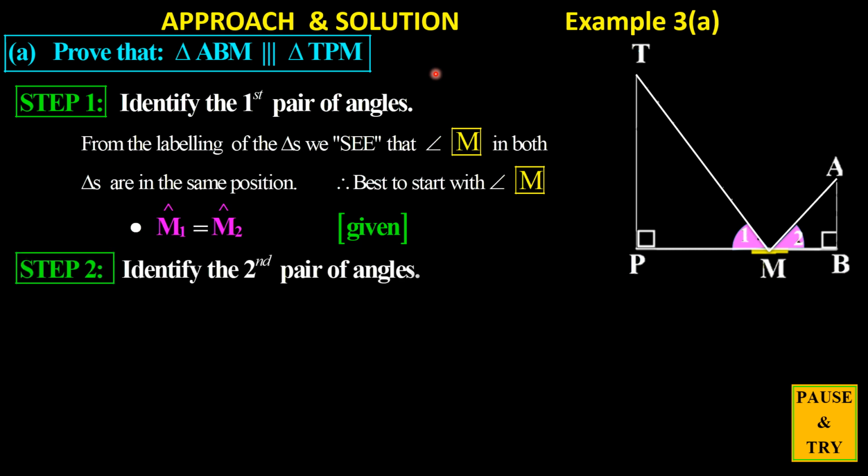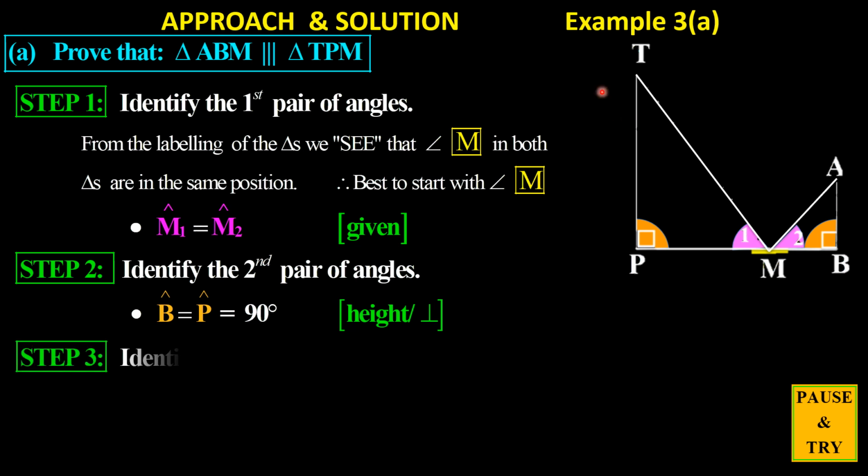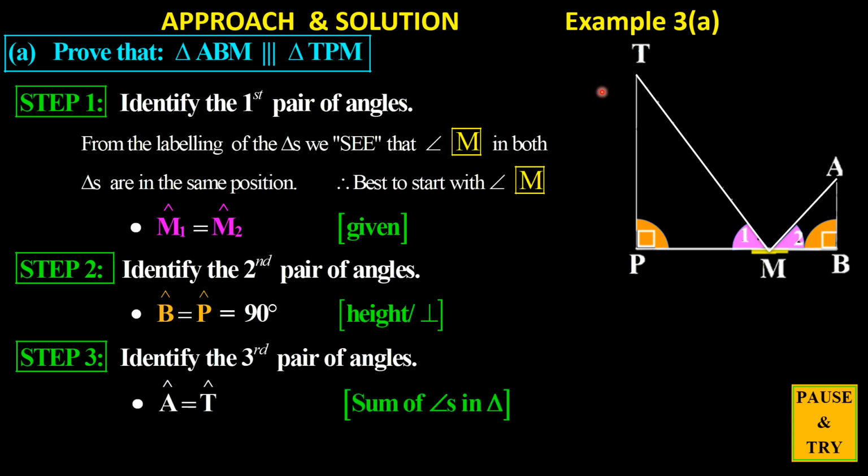Now we need to identify a second pair of angles, and if we look at our given information, that's correct. We see angle B is equal to angle P, and why are they equal? They're both right angles. It was actually given as well. That was a vertical pole, and the boy was standing up straight. Now I need to identify our third angle, and our third angle there would be angle A and angle T. And the reason for that is sum of the angles of a triangle. Now, in the third step, you can always give your reason as sum of the angles of a triangle. Because if you already prove that two angles of the triangles are equal, then the third one must also be equal to each other.